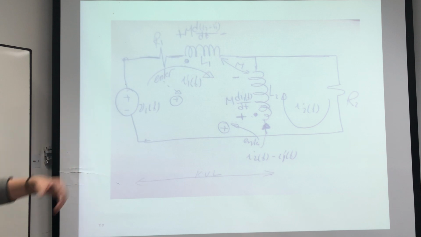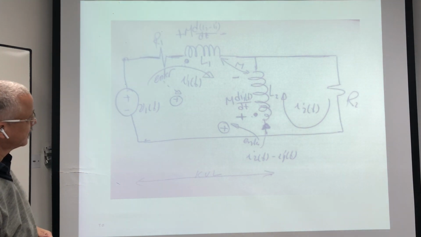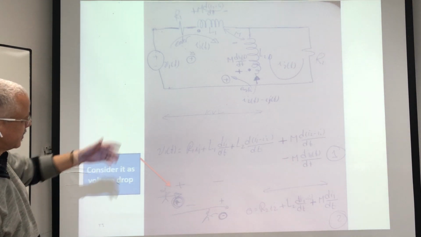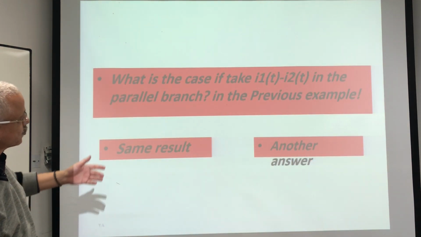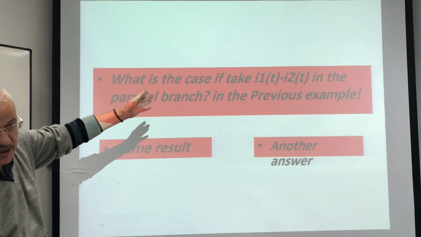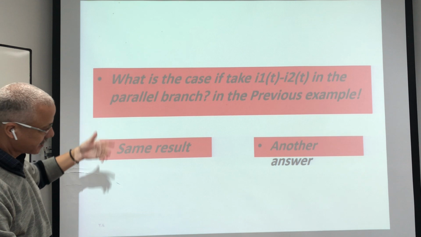So this is an example. As explained here, this is the solution. It's two methods. And this was the case if we change this I1 minus I2. This is what was explained now. So you have the answer.